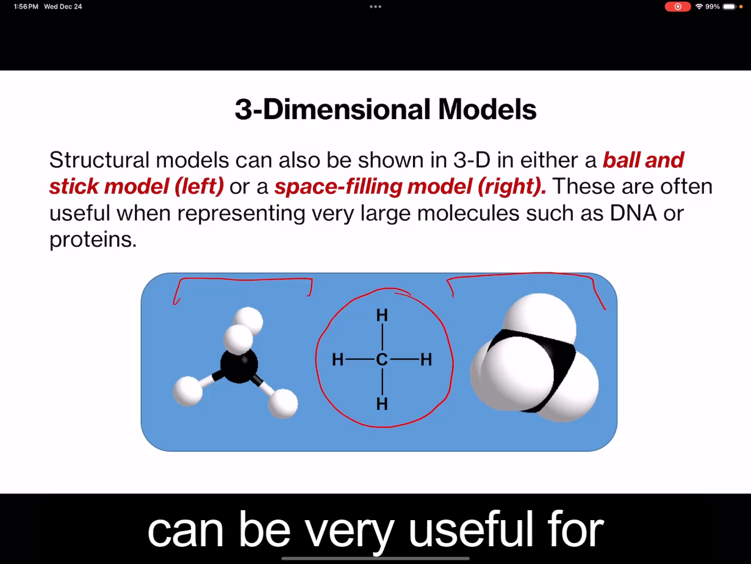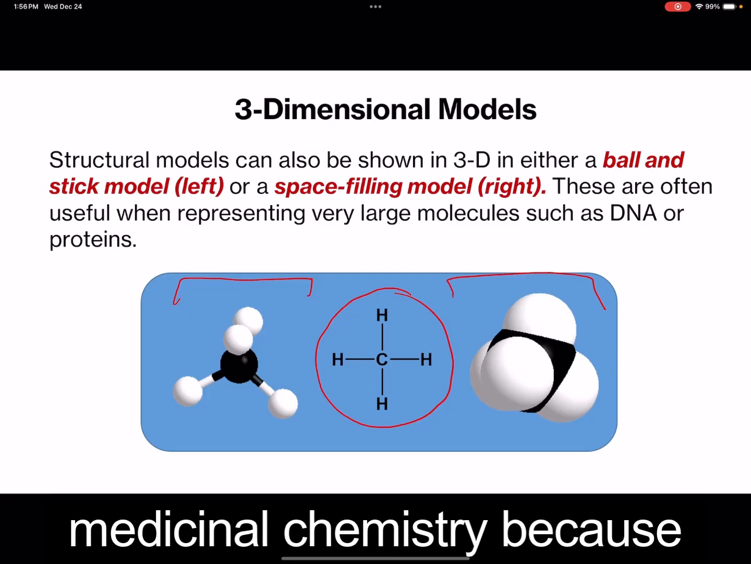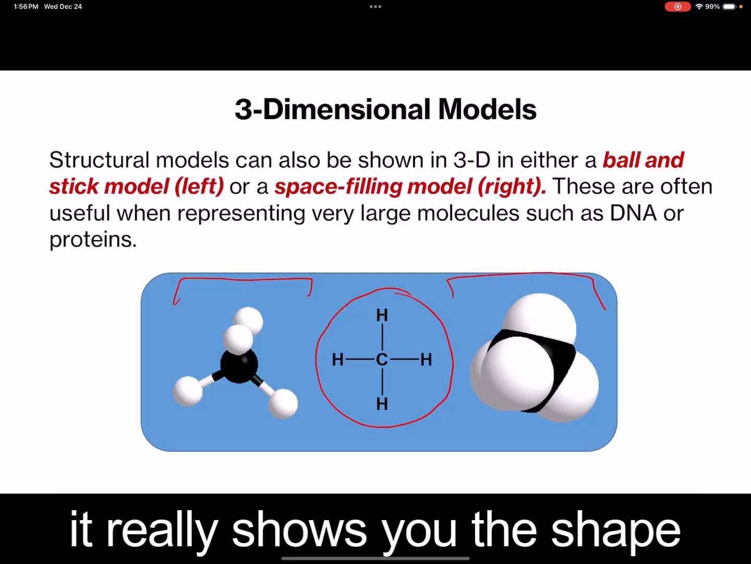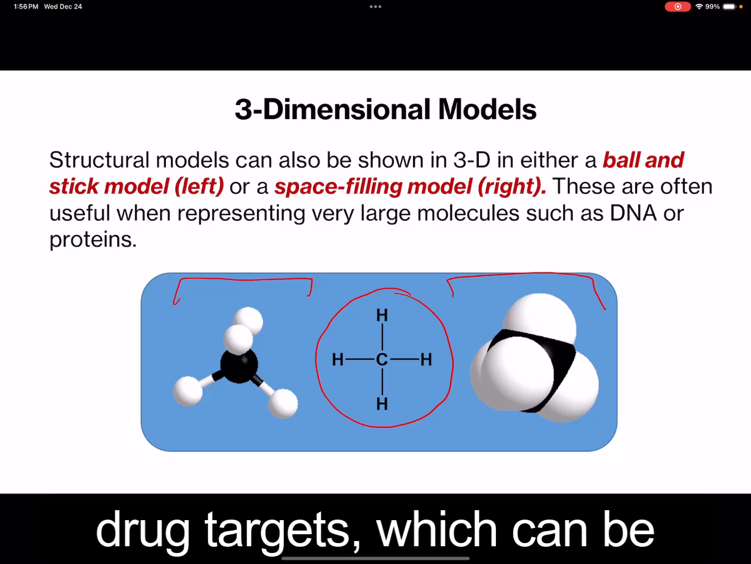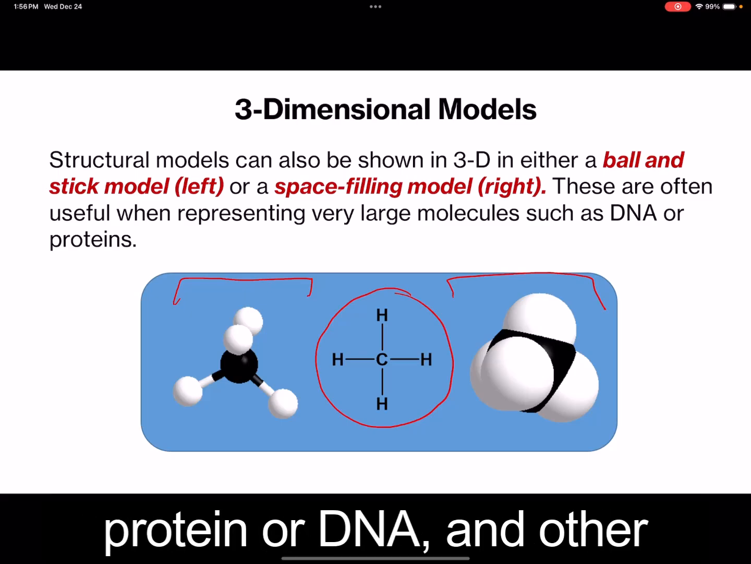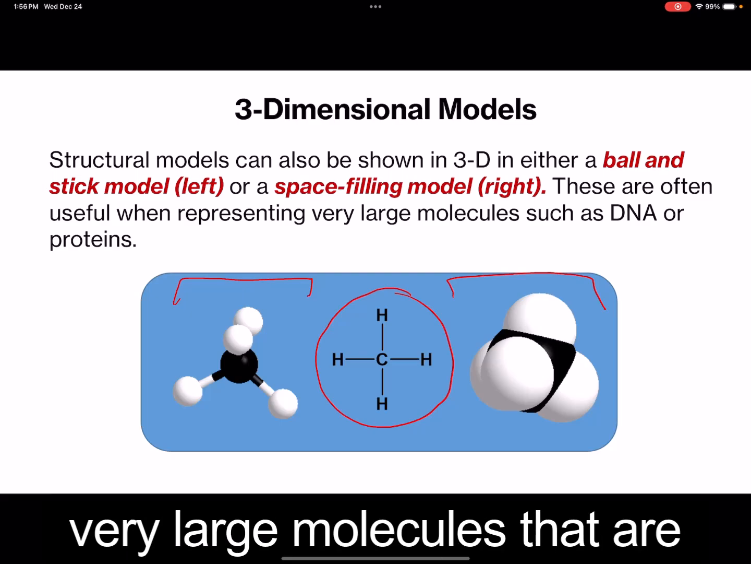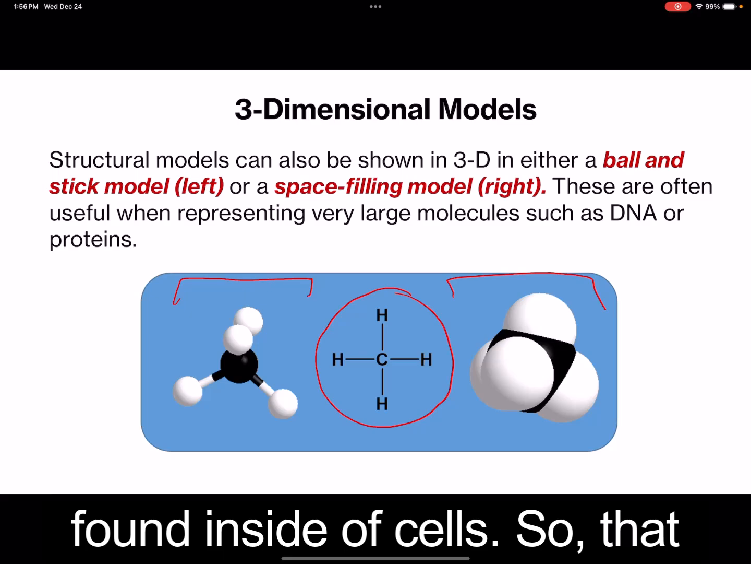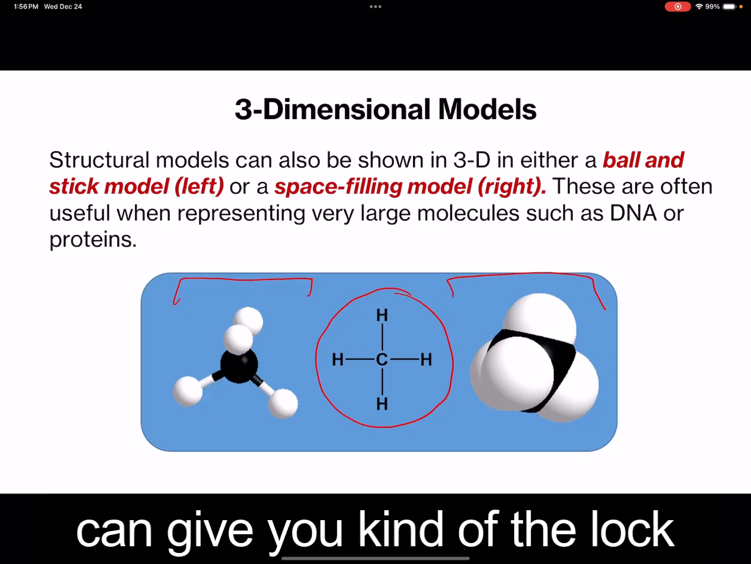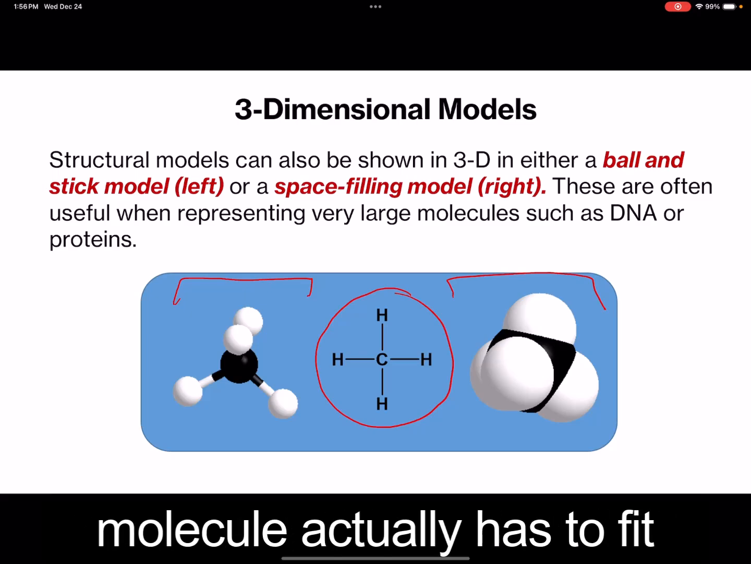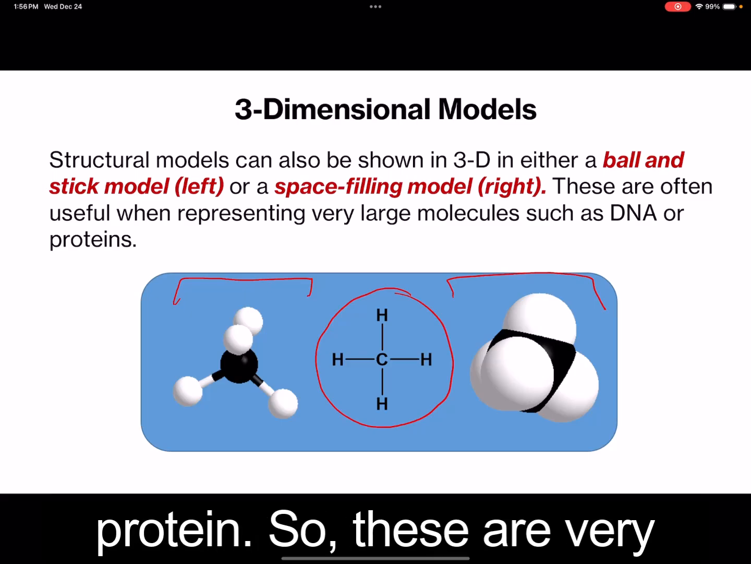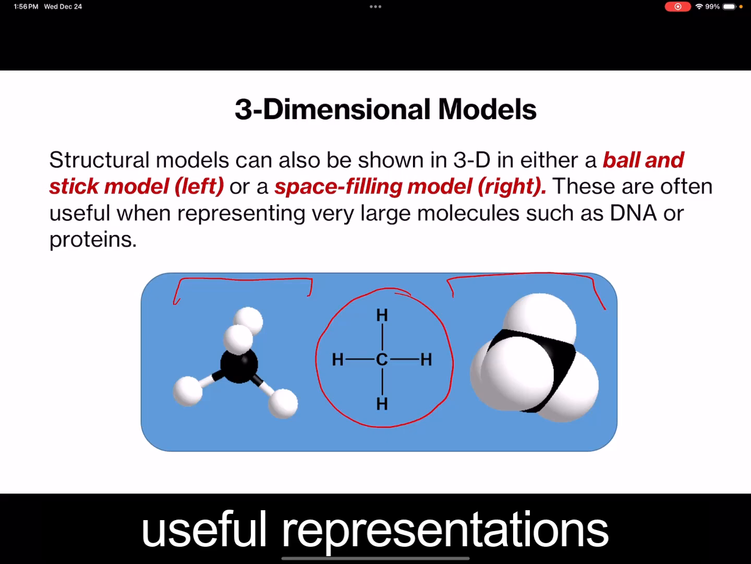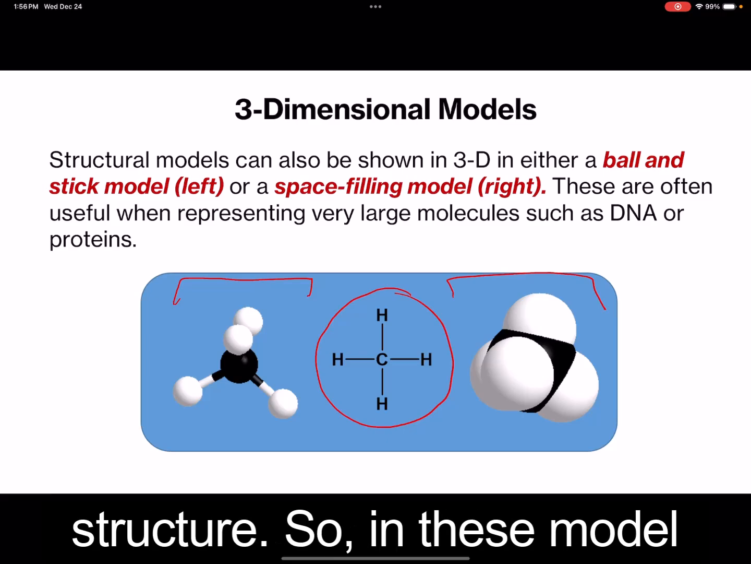So this can be very useful for medicinal chemistry because it really shows you the shape of larger molecules, especially when we get into drug targets, which can be protein or DNA, and other very large molecules that are found inside of cells. So that can give you kind of the lock and key that our small molecule actually has to fit really perfectly inside a protein. So these are very useful representations looking at three-dimensional structure.